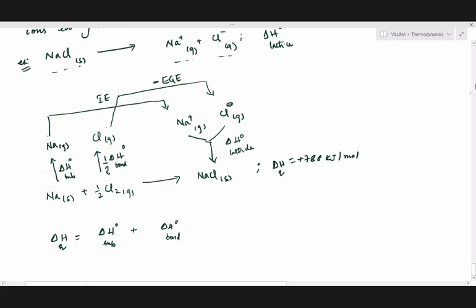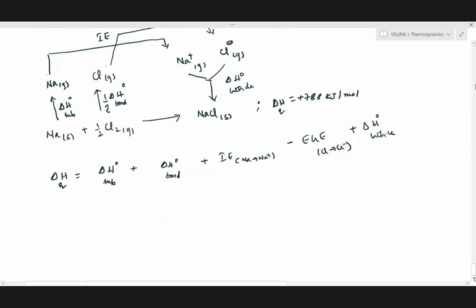What happens to ionization enthalpy? Positive. Sodium to sodium plus will also be a positive value. And the electron gain enthalpy, Cl to Cl minus, will be negative, right? Now, when we are associating Na plus and Cl minus ions, we don't know what happens to the lattice enthalpy, delta H naught of lattice. That is what we are trying to find out.